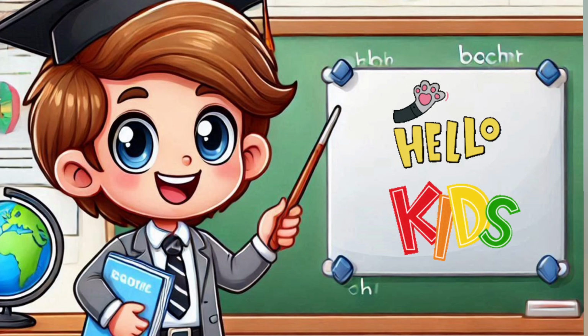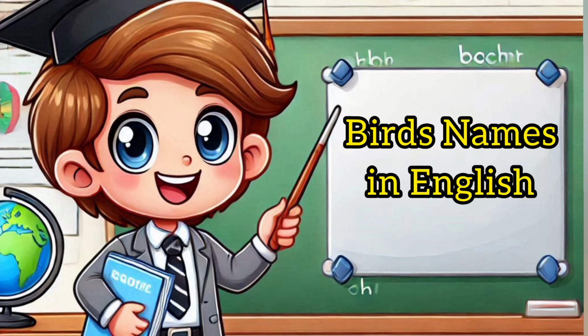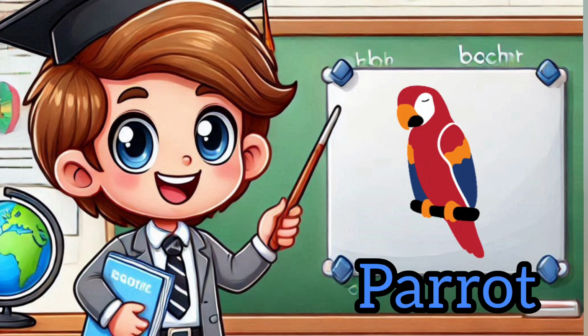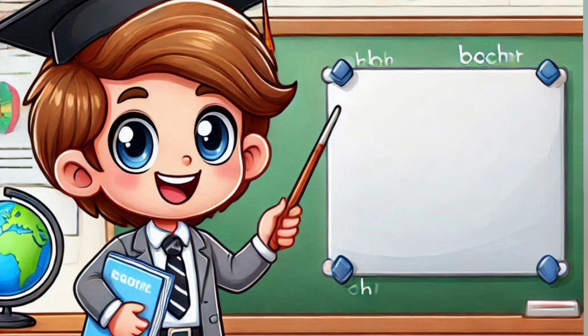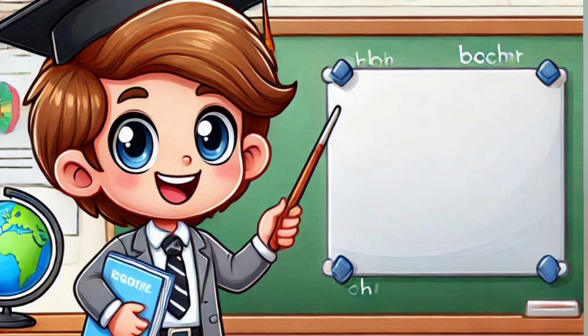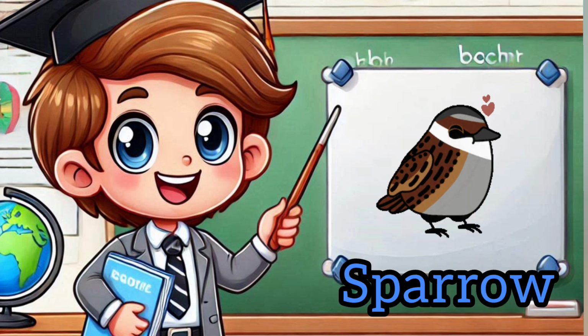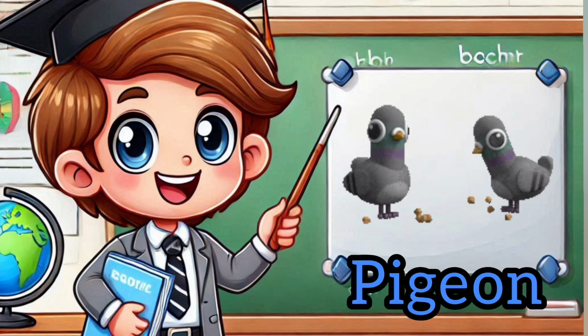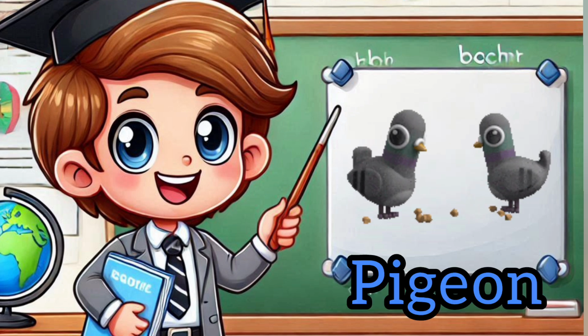So today I'm gonna teach you birds names in English. Let's get started. So we have parrot, parrot. Then we have dove, dove. This is sparrow, sparrow. We have pigeon, pigeon.